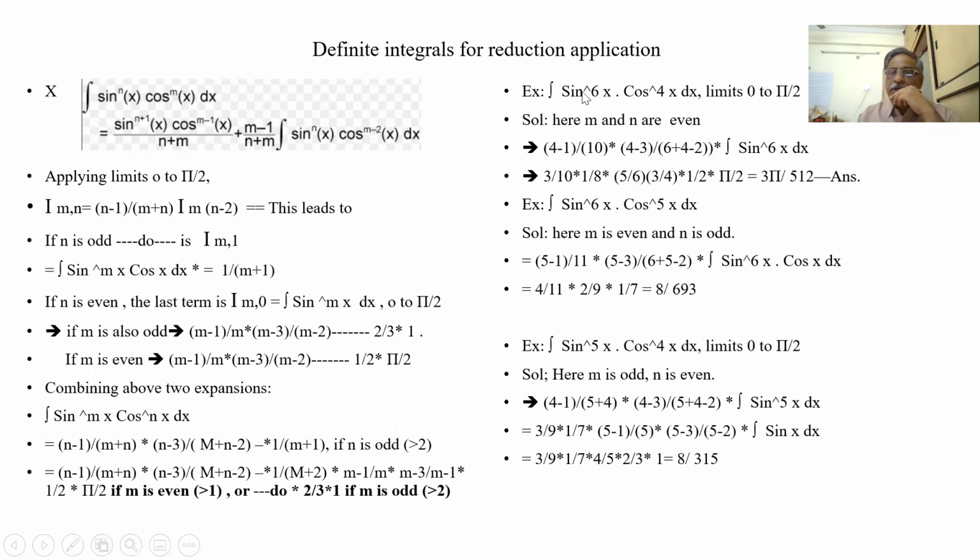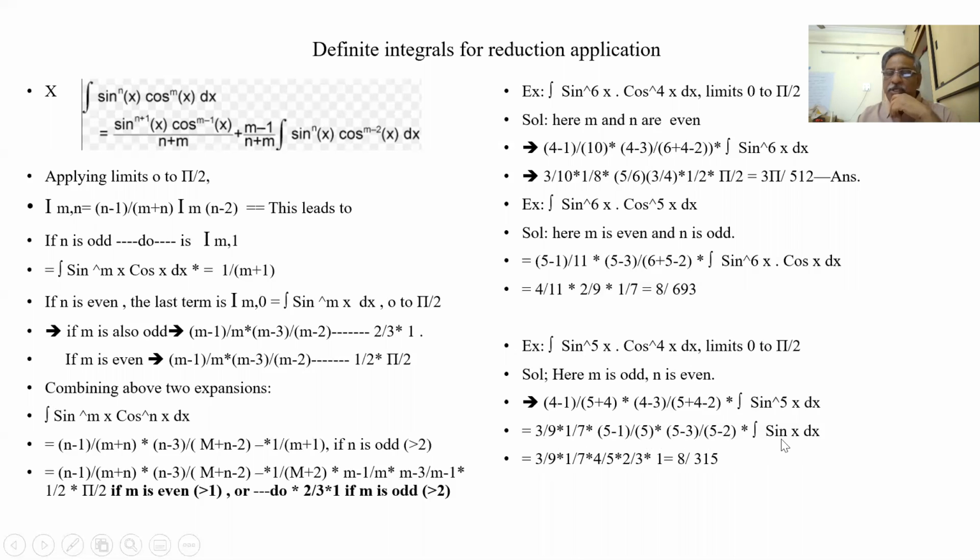So now see third example. Sin is odd, cos is even. So when I reduce 2 times, my cos will become 0 power. So 3 by 9, 9 is how come? 5 plus 4, m plus n. 3 by 9 into 1 by 7. So now integral sin to the power of 5x. So 4 by 5 into 2 by 3.